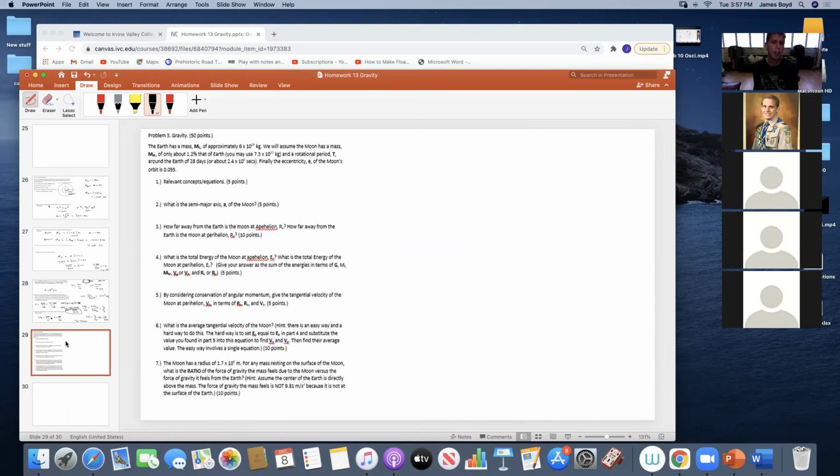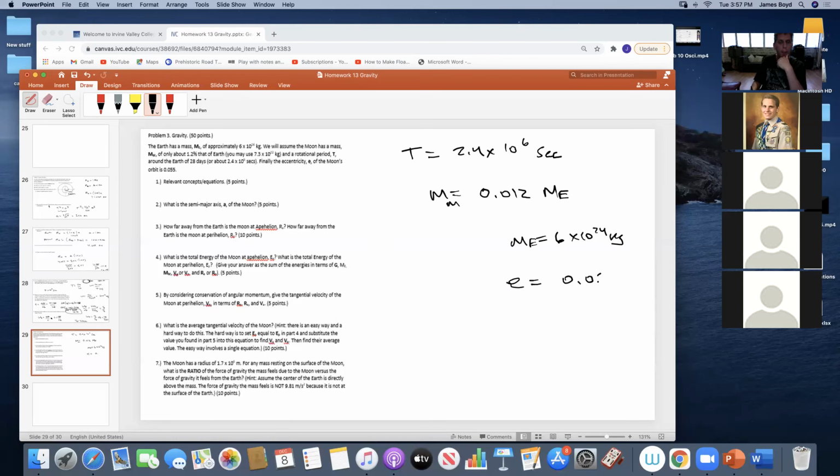It's actually pretty simple. The final question we're going to do today is about the moon and figuring out the moon's orbit from what we know. We know that the moon has a period of 28 days, 2.4 times 10 to the 6 seconds or whatever that is. We know that its mass is 0.012 masses of Earth. And the mass of Earth, I give you, is 6 times 10 to the 24th kilograms. And the eccentricity is 0.055 for the moon. What is the semi-major axis A of the moon?